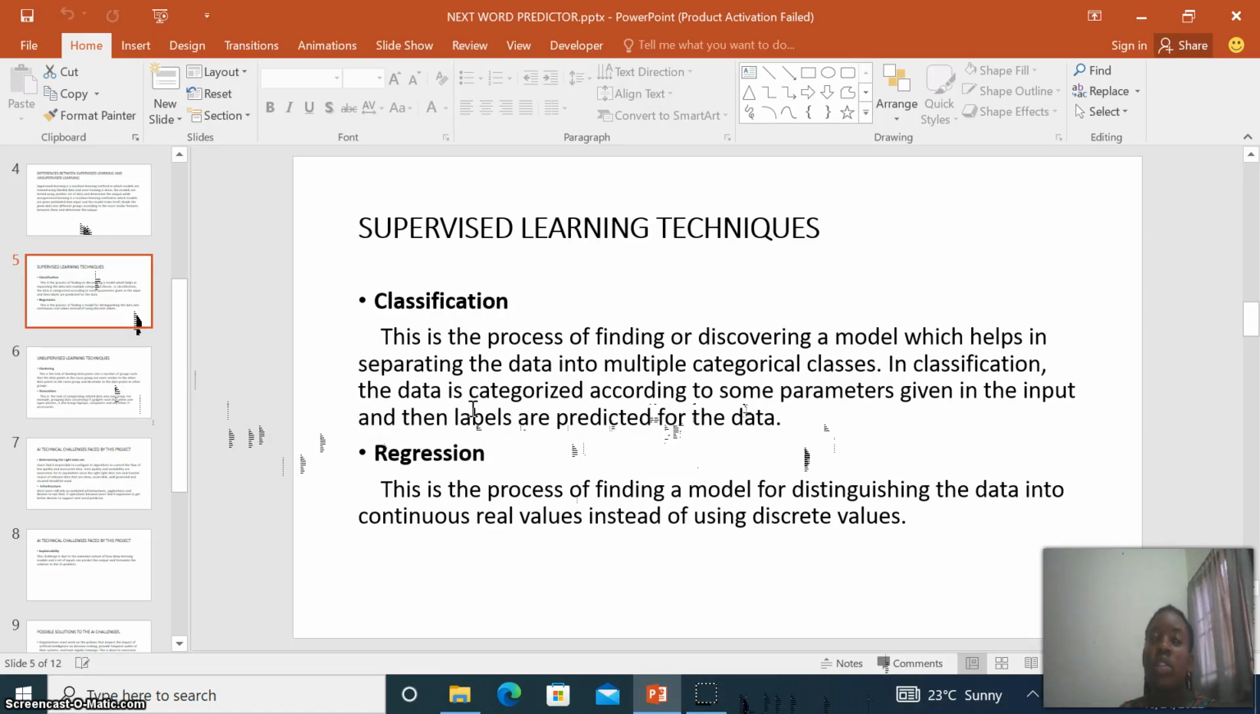And then when someone starts typing, let's say we say hey people, when you type hey, the next word might be people, because it's according to how you've always used the words. And then regression is the process of finding a model for distinguishing the data into continuous real values instead of using discrete values. And regression mainly uses numeric values.